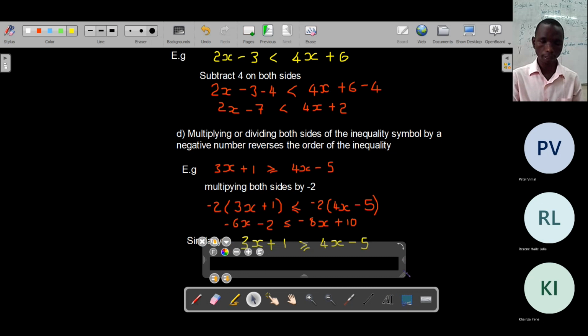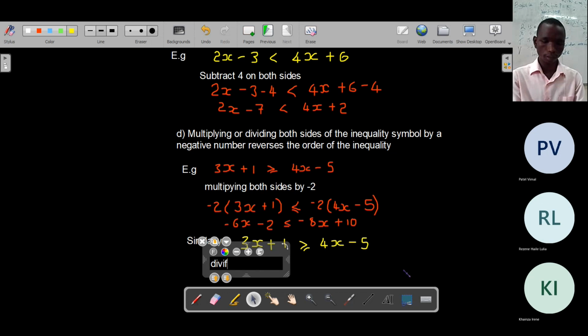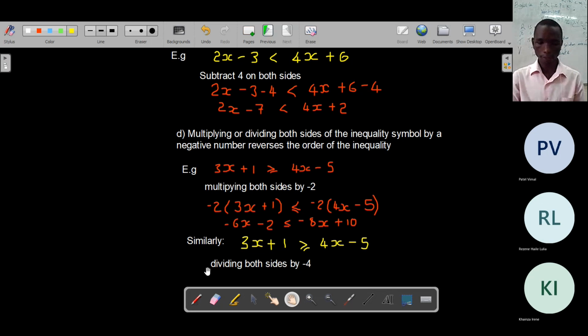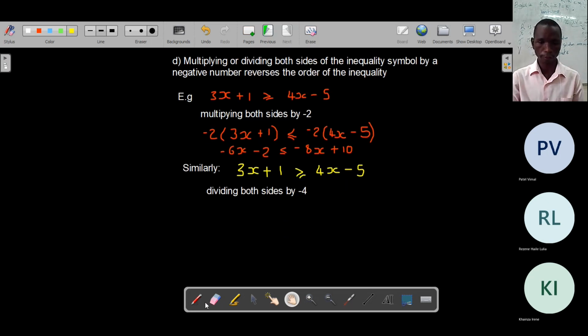So now in this case you say, let me divide. Dividing throughout, let us say both sides by a negative number. Let us say -4, because we have already used the -2 up. So let us say dividing both sides by -4. Let us see what we get when we divide both sides by -4.